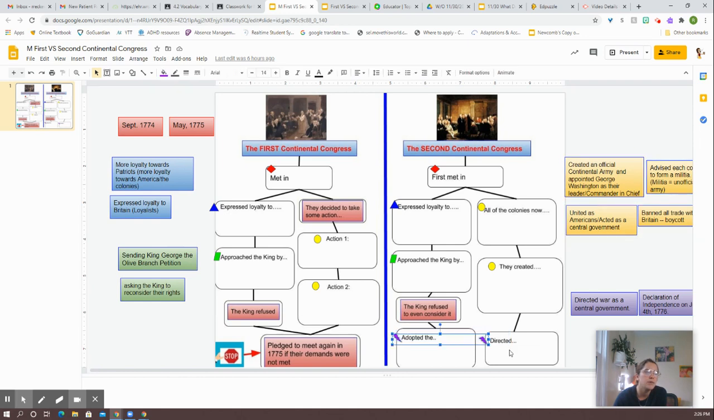Lastly, the purple lightning bolts. They're only slightly different because both of them go under the Second Continental Congress, meaning it is important that you look at the sentence starters and say, okay, they adopted the what? They directed what? Right? If you aren't sure about any of this information, that's not a huge deal.